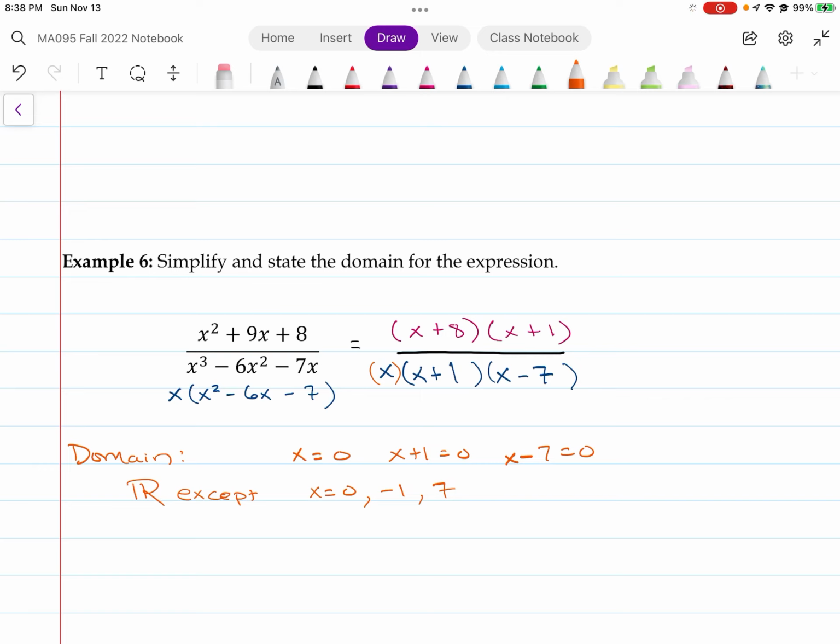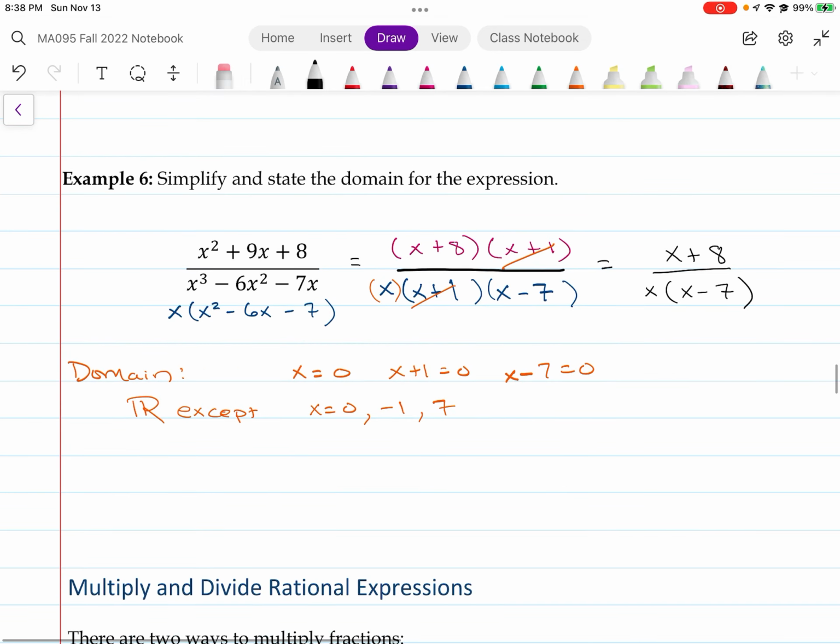All right, so let's see what cancels here, and I end up with x plus 1 canceling out. So those are going to divide out, and on top I'm left with x plus 8. And on the bottom I've got x times x minus 7. Okay, and that is our simplified answer. It doesn't simplify anymore. You could multiply this bottom part out to be x squared minus 7x, but we generally leave it factored so that when we go to do more stuff with it, it's already factored, and we can factor more if we need to.